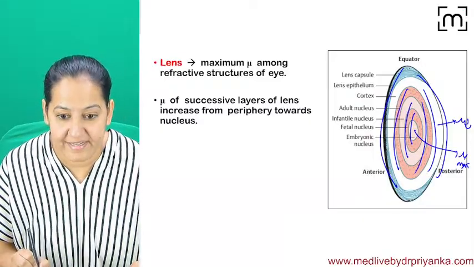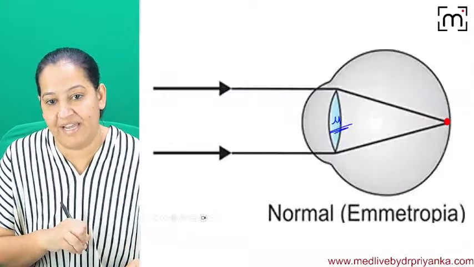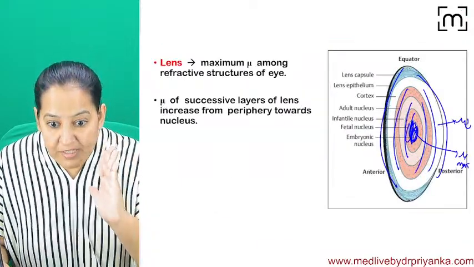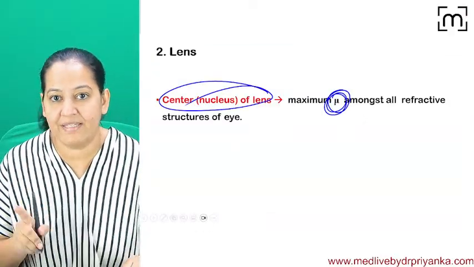How many of you are getting it? So that is the refractive index. The refractive index is maximum at the center of the lens, which is known as the nucleus of the lens. The nucleus of the lens has the maximum refractive index. The periphery has less. Okay, so that is the mu.